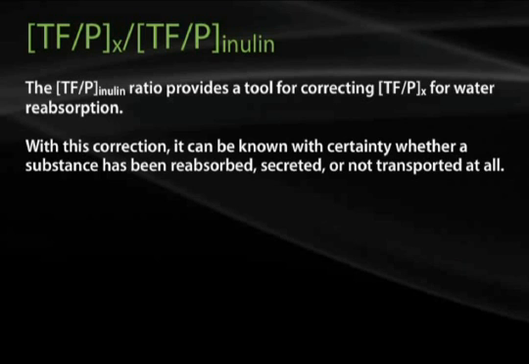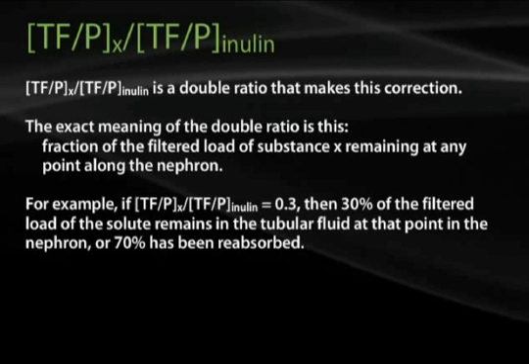The tubular fluid to plasma concentration of inulin ratio provides a tool for correcting the tubular fluid to plasma concentration ratio of a substance X for water reabsorption. With this correction, it can be known with certainty whether a substance has been reabsorbed, secreted, or not transported at all.